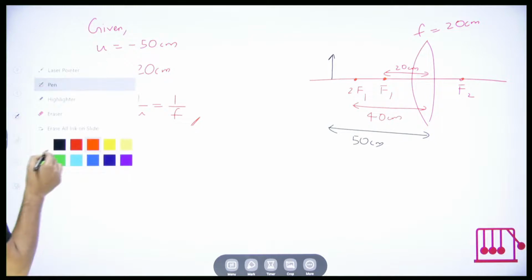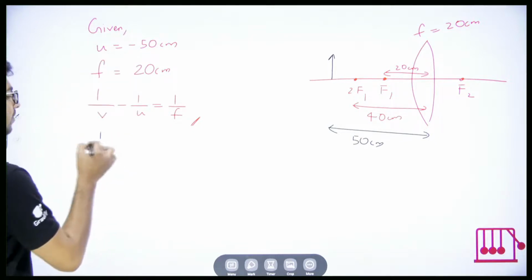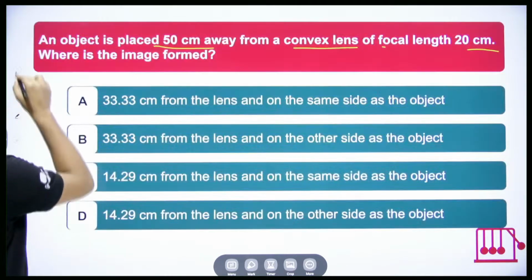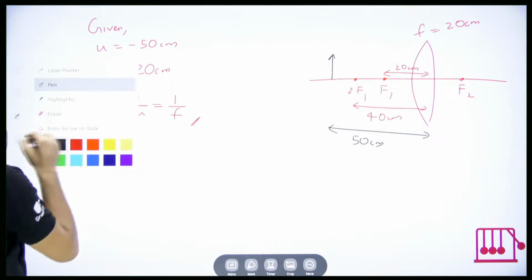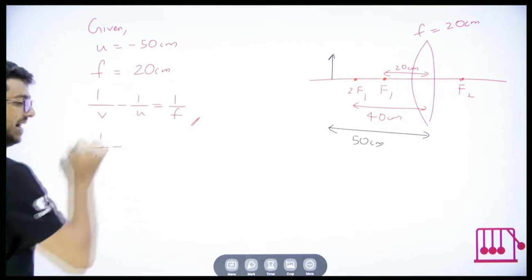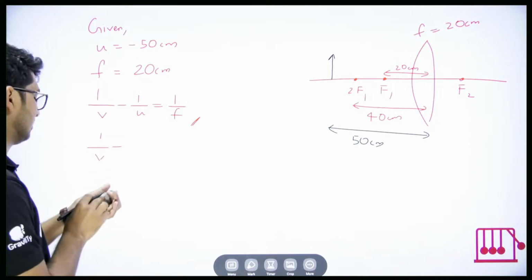So let me solve it for you. 1 by V, we don't know V, we'll try to find out V, that's fine. Just a minute. 1 by V, we'll find it minus. You have to be careful about the minus signs.